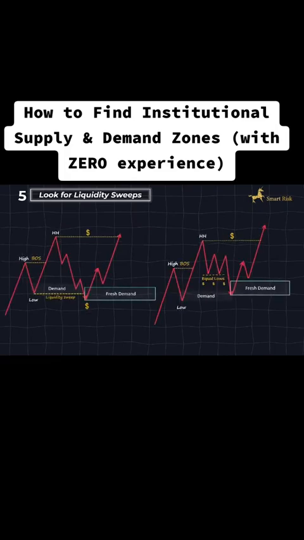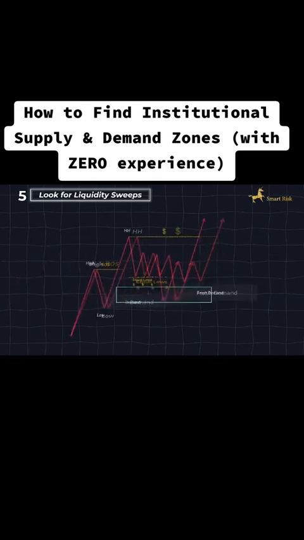Number 5. Look for liquidity sweeps. Now this one's a game changer, and one of the clearest signs of smart money activity. The most powerful supply and demand zones often form right after liquidity is swept, because those zones are created by institutional moves. Institutions can't just jump into the market blindly. They need opposing liquidity to get filled without heavy slippage. If they want to buy, they need a pool of sell orders. And if they want to sell, they need buyers lined up.